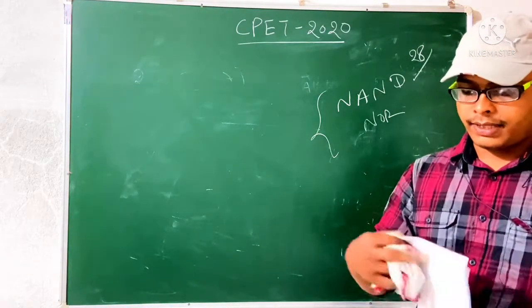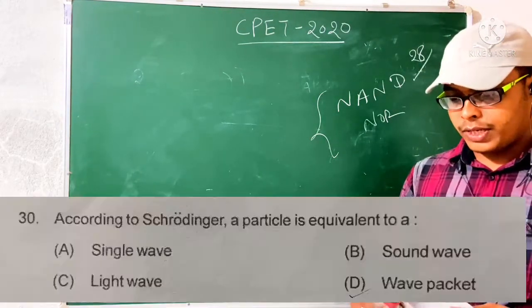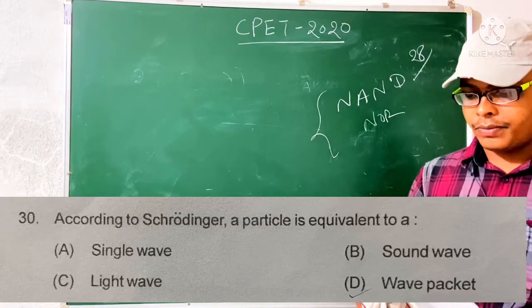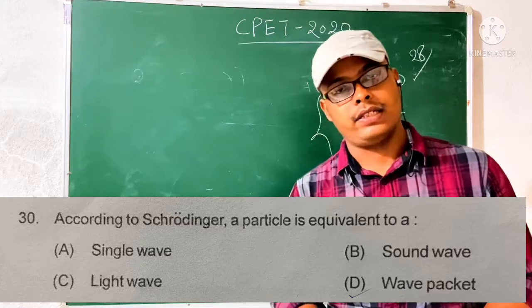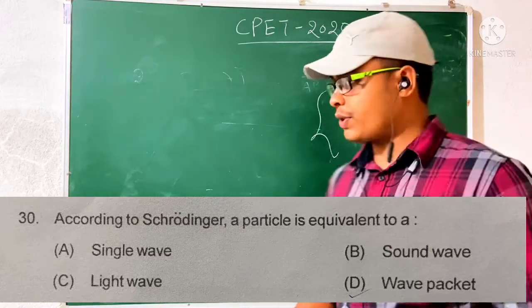Now what is question number 30? According to Schrodinger equation, a particle is equivalent to a what? So here we enter quantum mechanics. This is your quantum mechanics question.